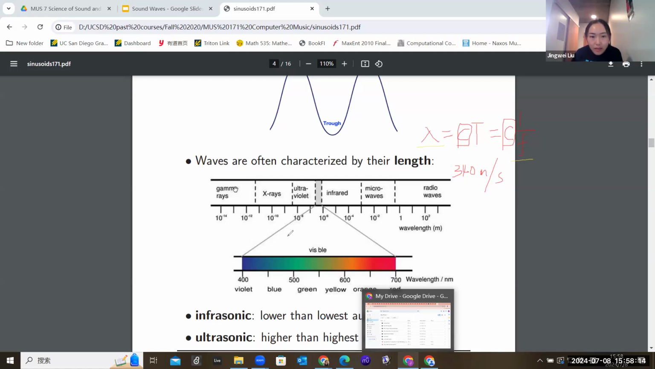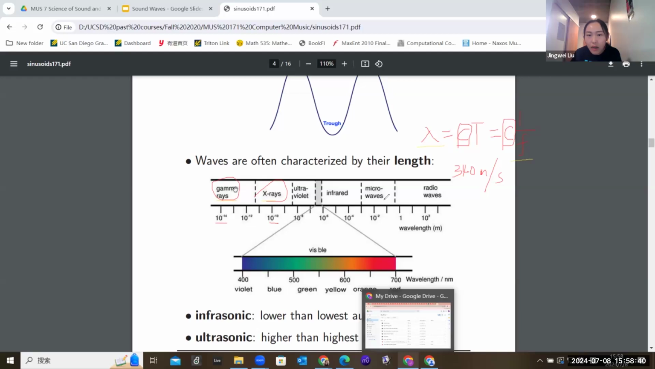Therefore, we can see that the X-rays and the gamma rays are highly damaging, very dangerous. These dangerous things have very, very short wavelengths, but they have high frequencies. So we see the high frequency waves are actually dangerous. But those waves that have longer wavelength have lower frequencies.